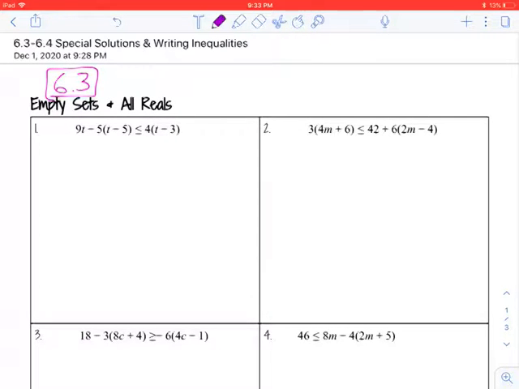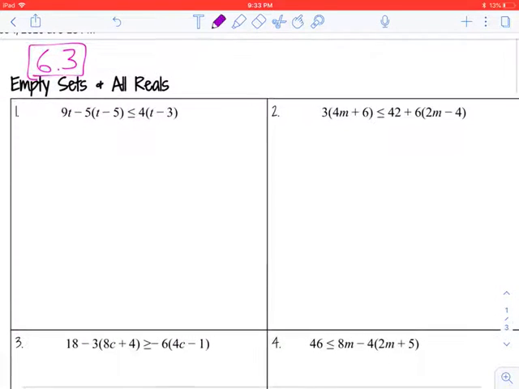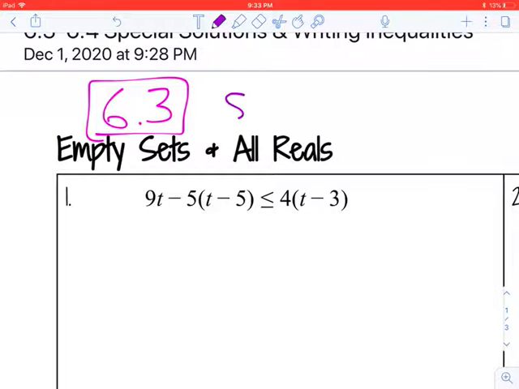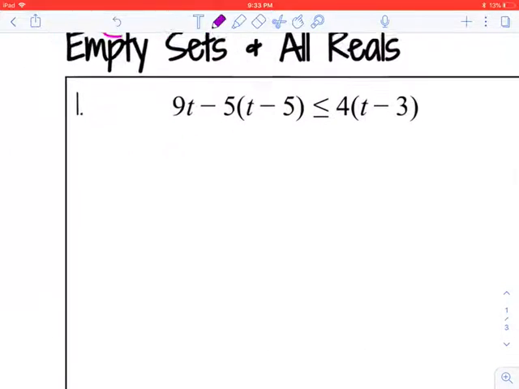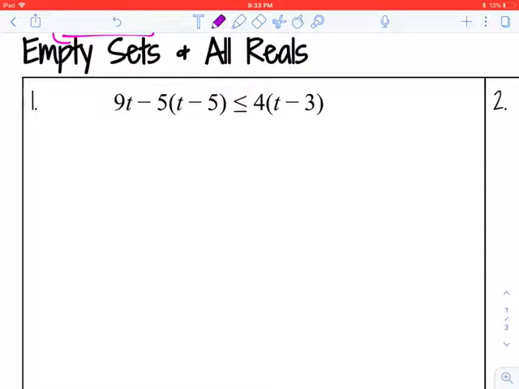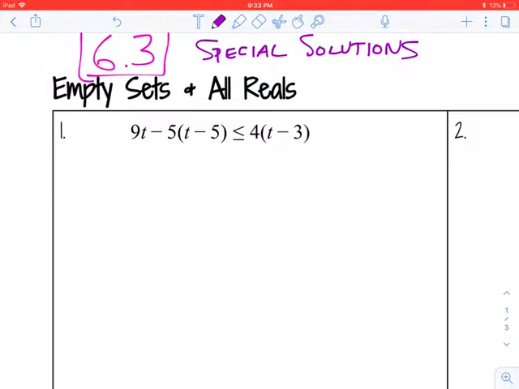All right, Algebra 1, we have a couple things to cover today. The first thing is the special solutions, so empty sets and all real numbers are the two types of special solutions. Kind of like when we have infinity or no solution, it's kind of the same thing. Sometimes when you work out an inequality, just like we've been doing, you might get some kind of special solution because the variable cancels out.